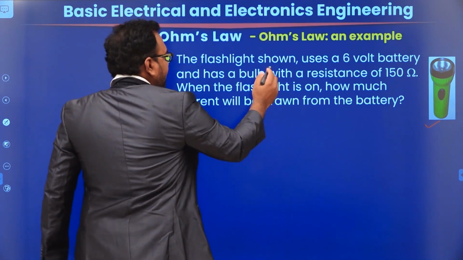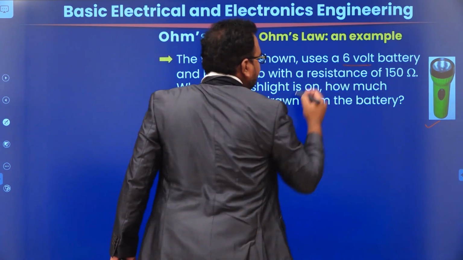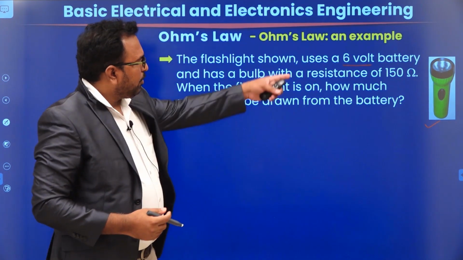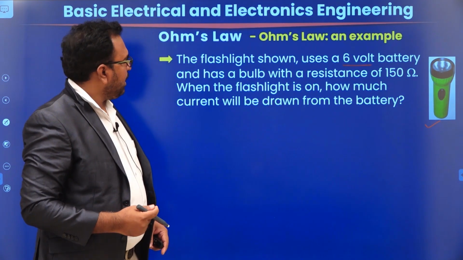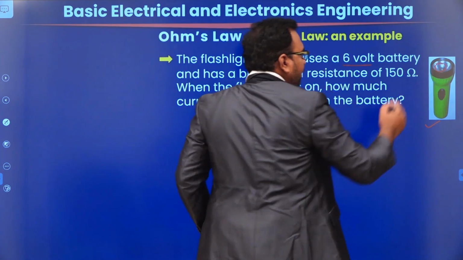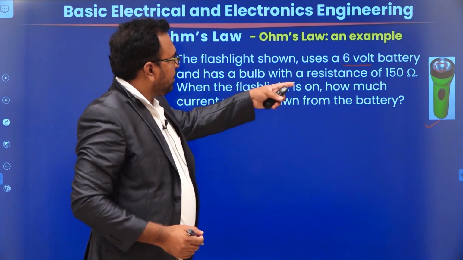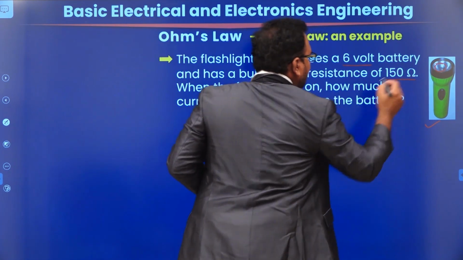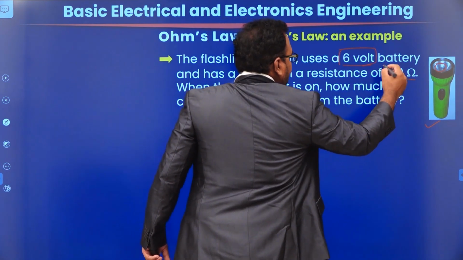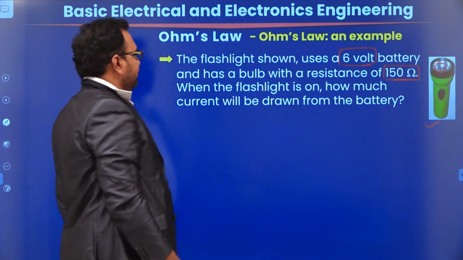So this flashlight uses a 6-volt battery. So already you know that inside this flashlight we are going to have batteries. I am going to consider that it is using a 6-volt battery, and the bulb. In a bulb we are going to have a filament. The resistance of the filament is 150 ohms. So the battery voltage is 6 volts and the resistance is 150 ohms.